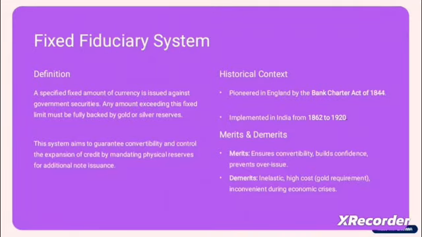Historically, it was pioneered in England by the Bank Charter Act of 1844 and implemented in India from 1862 to 1920. Merits include ensuring convertibility, building confidence, and preventing overissue. Demerits include inelasticity, high costs due to gold requirements, and inconvenience during crises.